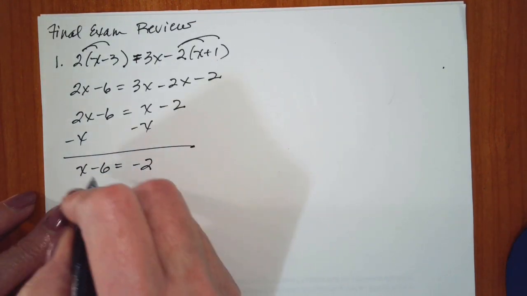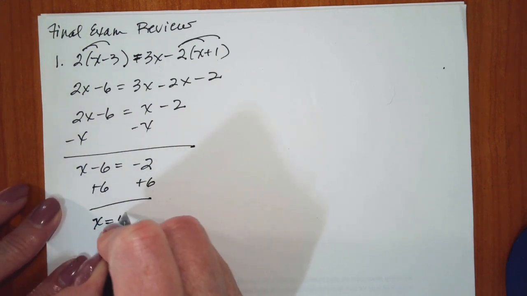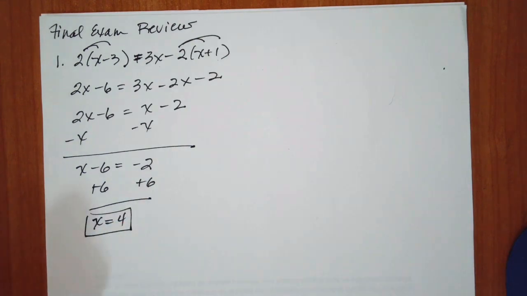Finally, I add 6 to both sides, and I get that x equals 4. Now on the test, I don't care if you put it in set notation or not.